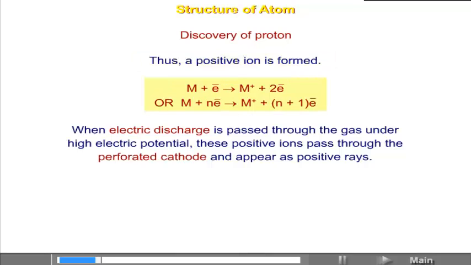M plus e minus gives M plus plus 2 electrons, or M plus n number of electrons gives M plus (n+1) plus electrons. When electric discharge is passed through the gas under high electric potential, these positive ions pass through the perforated cathode and appear as positive rays.